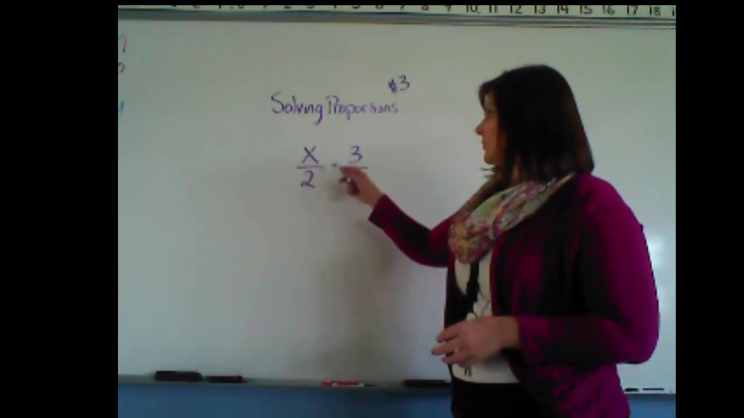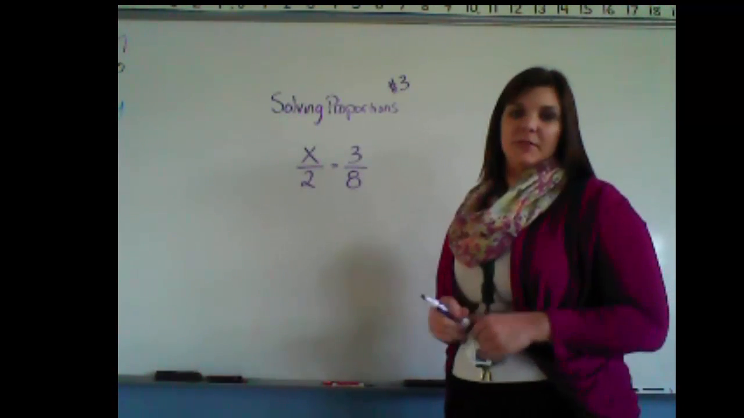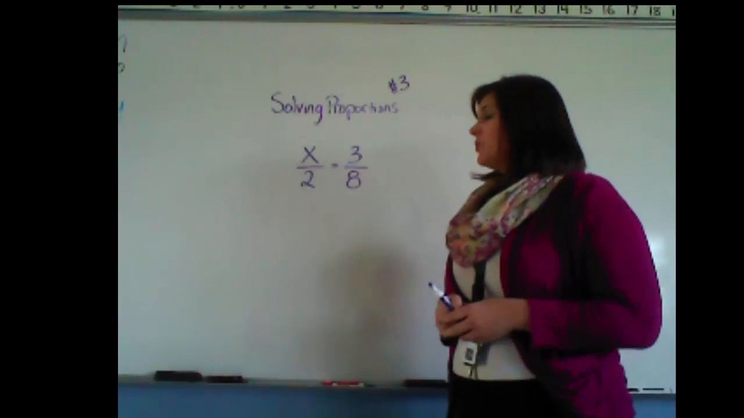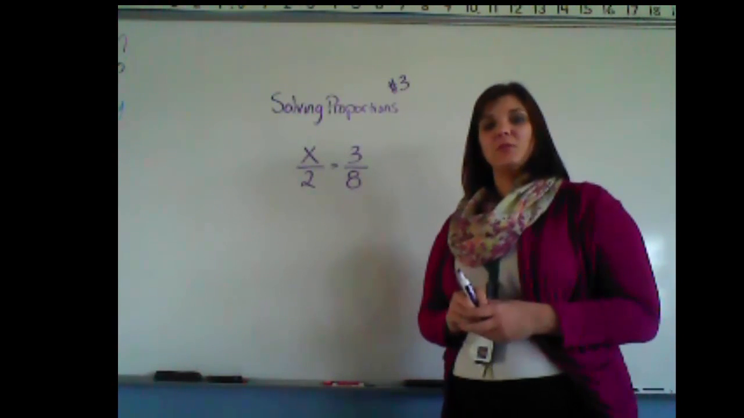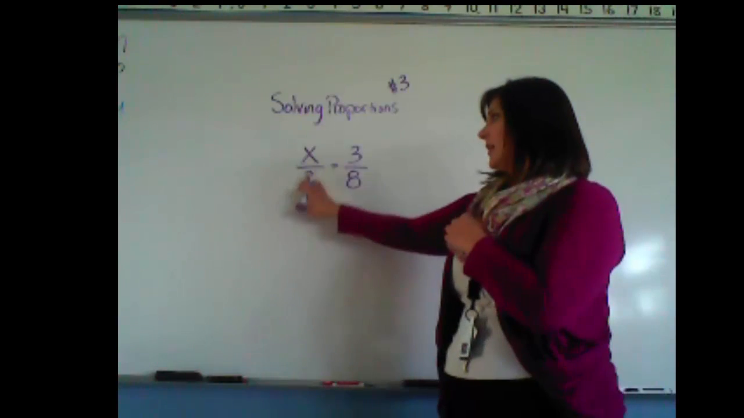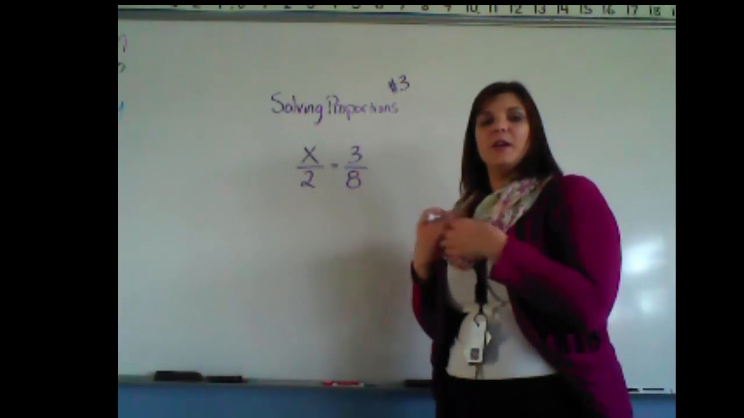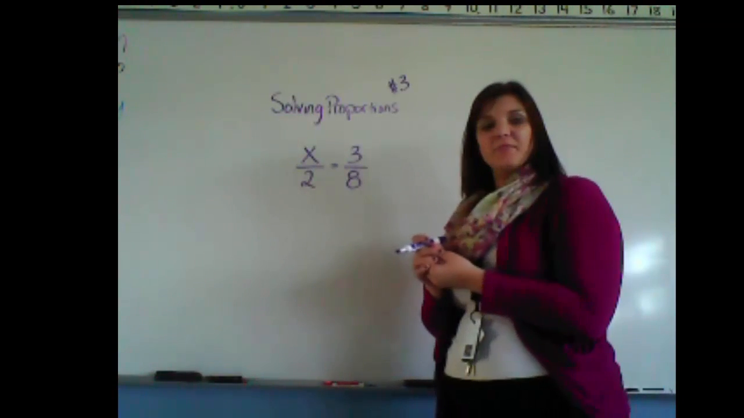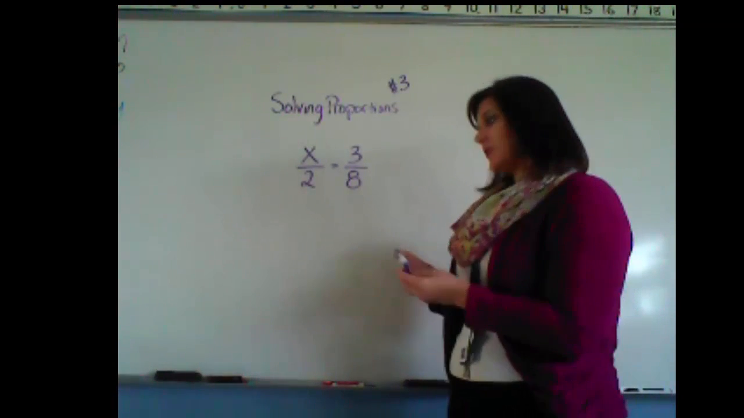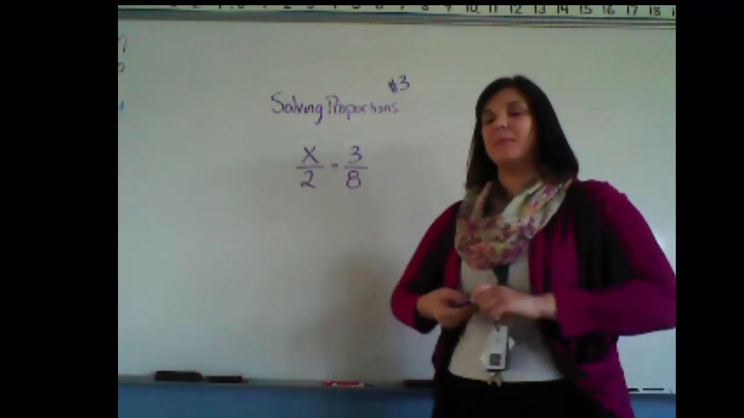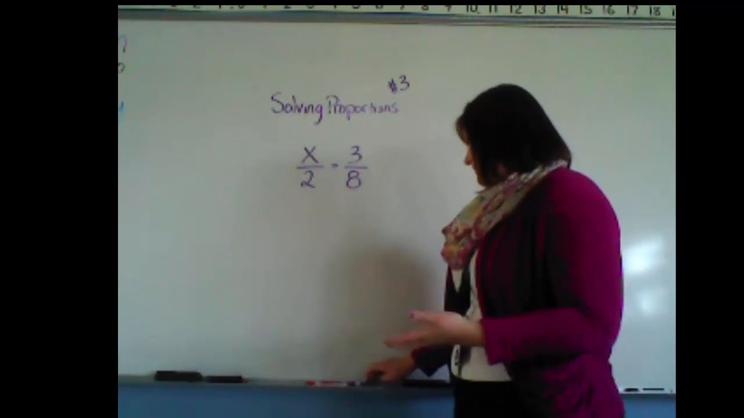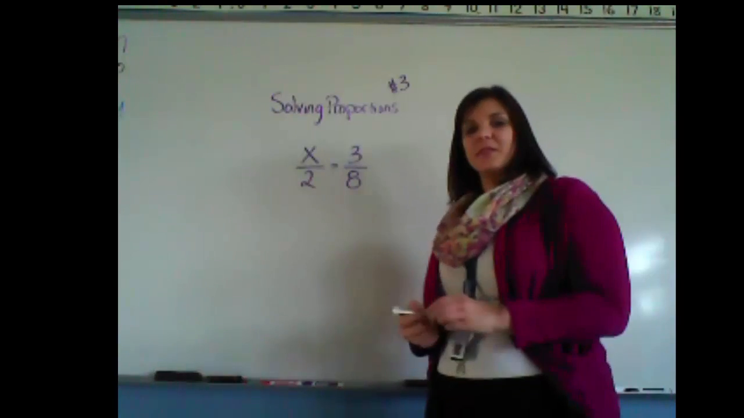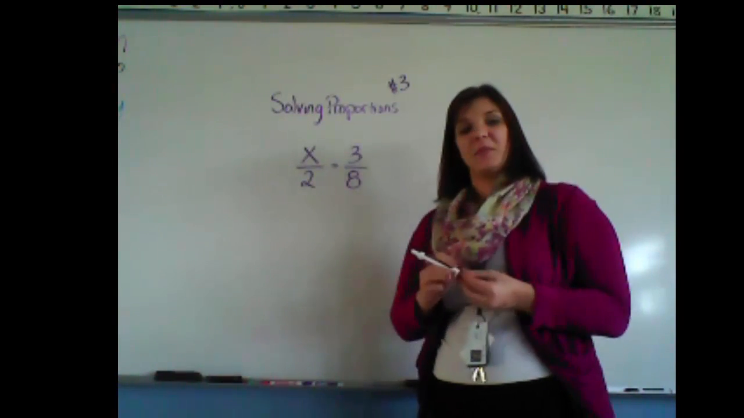x over 2 equals 3 over 8. Now, if you learned from the first method, you can actually use a giant 1 to solve for x. We could multiply this ratio by 4 over 4 to solve for x. So we can do that, but let's go ahead and do the third method. Our third method is going to be multiplying by both denominators. It is similar to fraction busters, and it will give us the cross multiplication result.